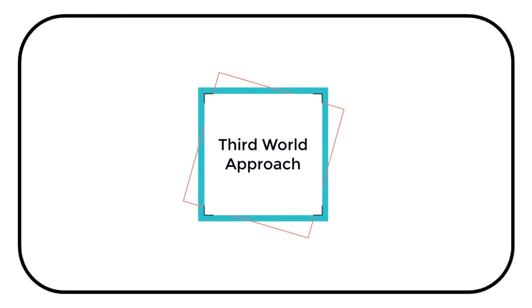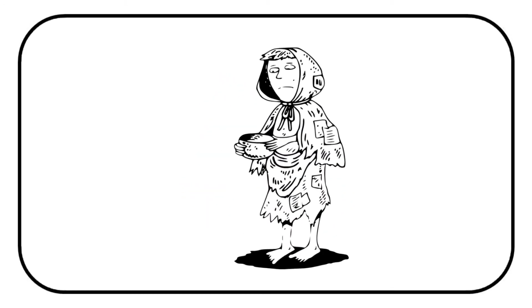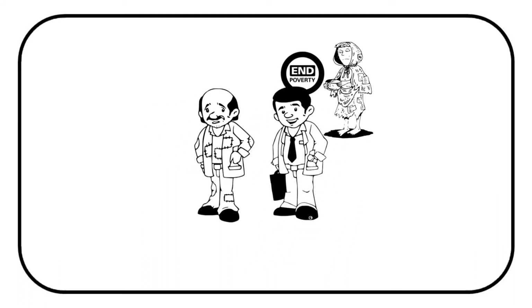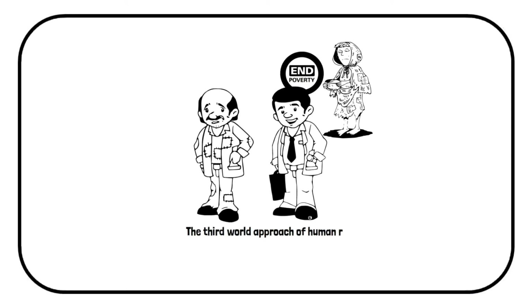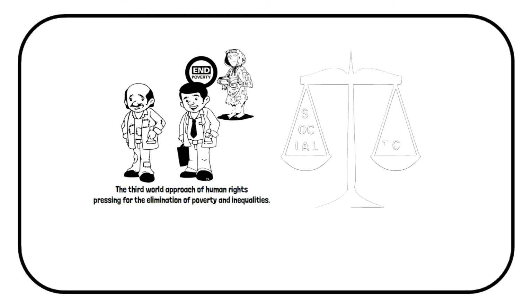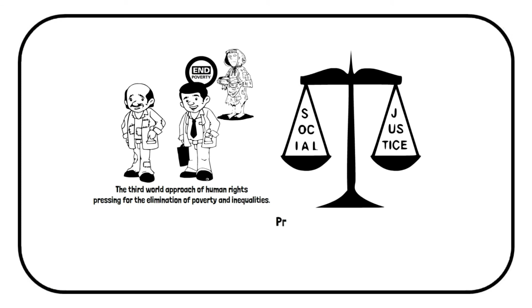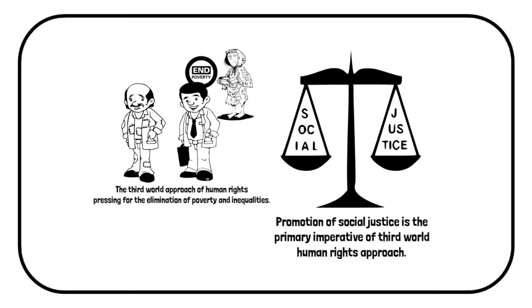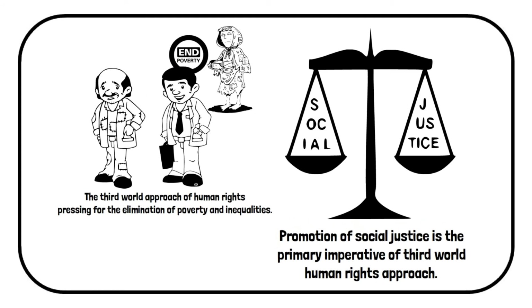Third World approach. The Third World approach of human rights presses for the elimination of poverty and inequalities. Promotion of social justice is the primary imperative of the Third World human rights approach. In this view, the right to development is incorporated into the framework of human rights approaches. The right to development is placed as a precondition for the protection and promotion of human rights.